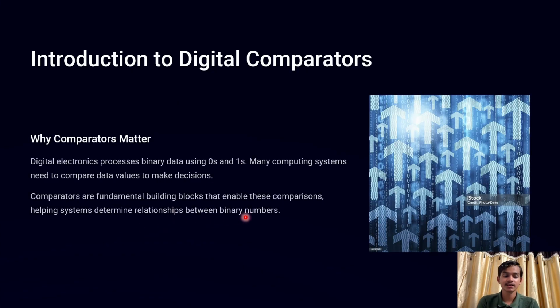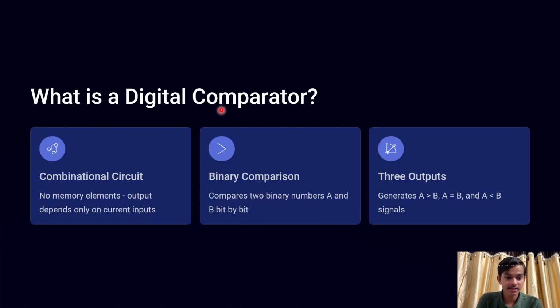After understanding the importance, let us now define what a digital comparator is. A digital comparator is a combinational circuit. Since it is combinational, it does not store past information and the output depends only on the present input values. The circuit compares two binary numbers, usually A and B, bit by bit. It produces three outputs indicating A is greater than B, A is equal to B, or A is less than B.